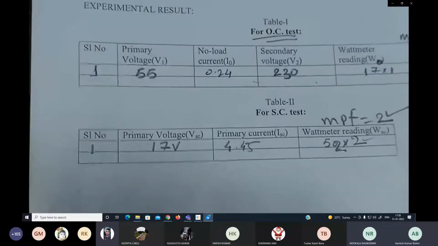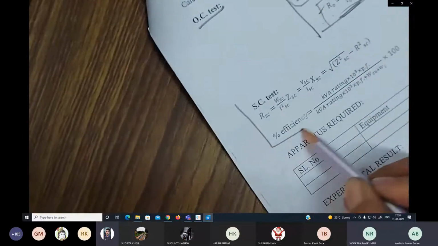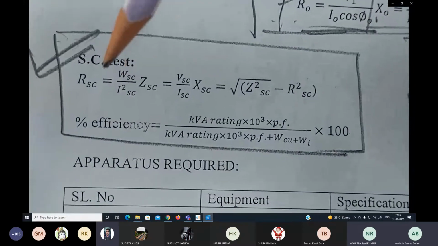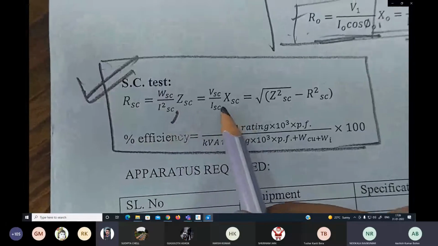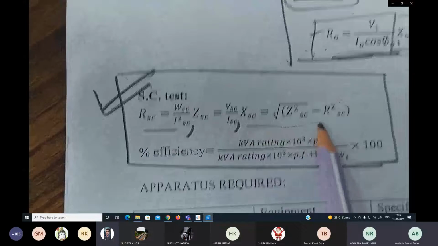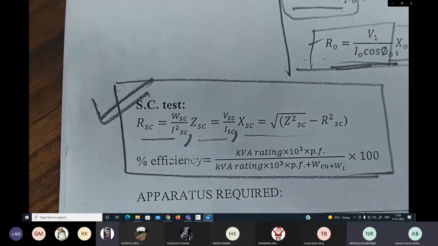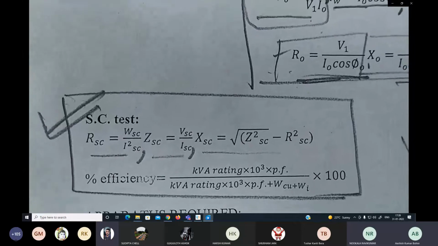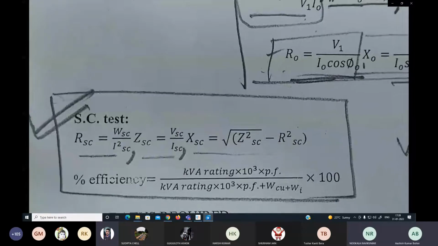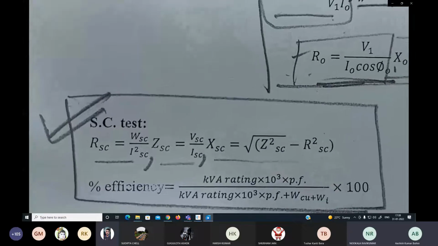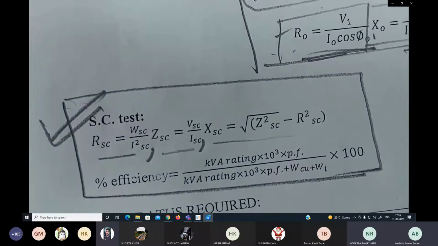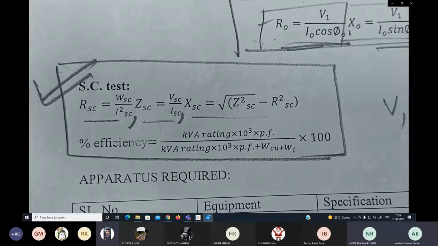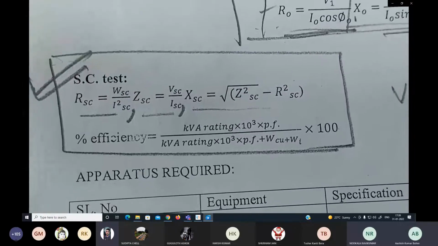Using those values, we will calculate all the circuit parameters as mentioned in the manual. Please note the short circuit test calculation. We need to calculate RSC, ZSC and XSC. RSC, XSC and ZSC are all equivalent circuit parameters, which have been explained in the discussion classes. We take the values of the wattmeter, ammeter and voltmeter to get these values. As shown, RSC is calculated by dividing the wattmeter reading by the square of the short circuit current, and ZSC is obtained by dividing the voltmeter reading, that is VSC, by the short circuit current, that is ISC.